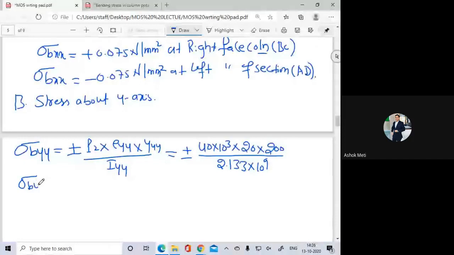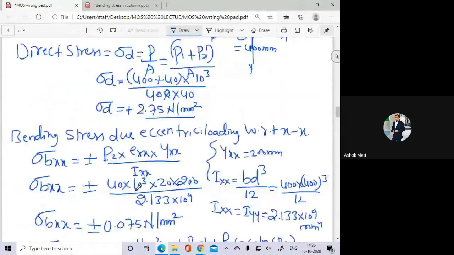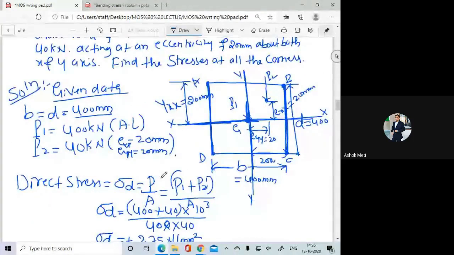So now the answer will again remain the same, plus or minus 0.075 Newton per mm square. So sigma yy is equal to plus 0.075 Newton per mm square. Where will this be? This will be at the top of the section.